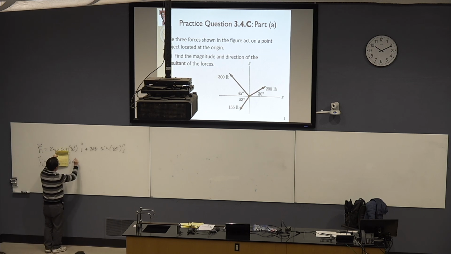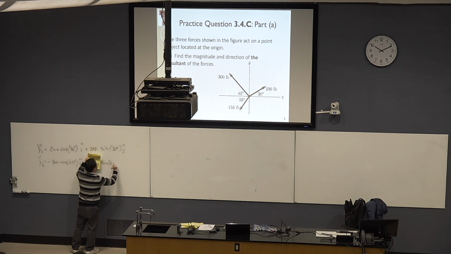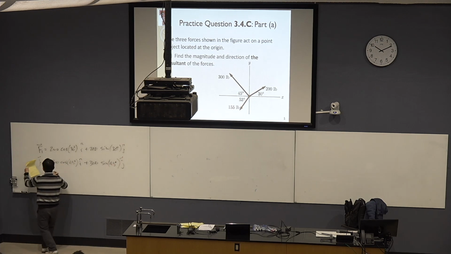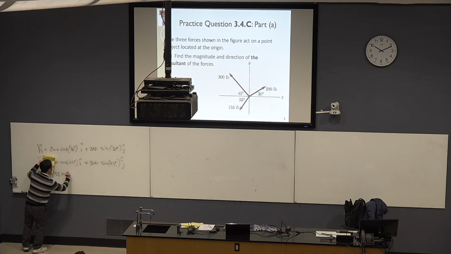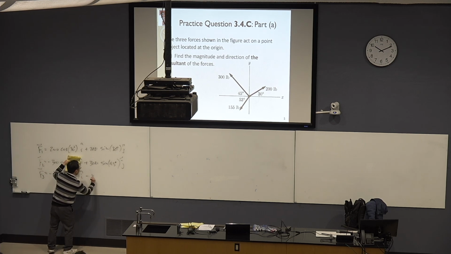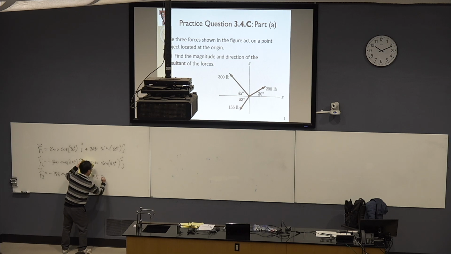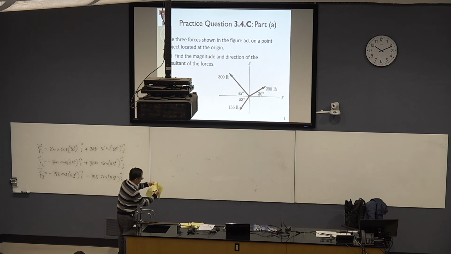You have those equations in your notes, right? Here, just 300 sine 45 degrees j hat. And then F3 equals negative 155 cosine 53 degrees times i hat, then minus 155 sine 53 degrees times j hat, right? So then you sum up for each component, and you will get something like this.